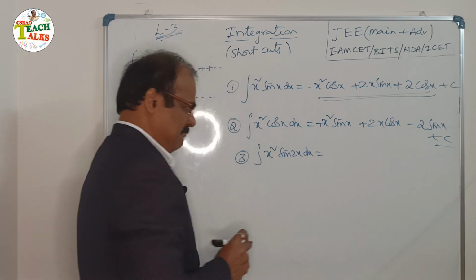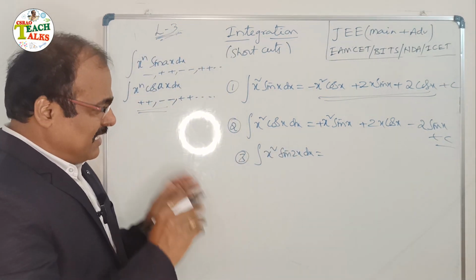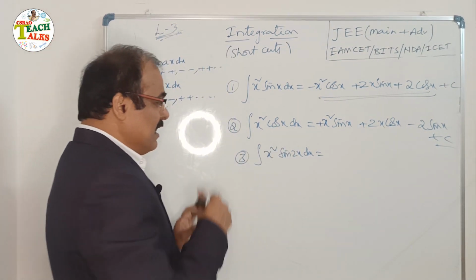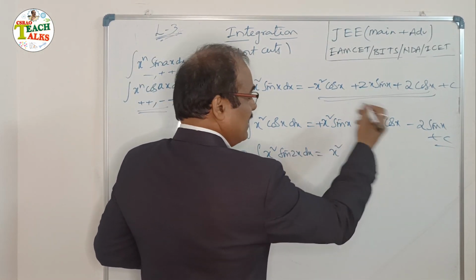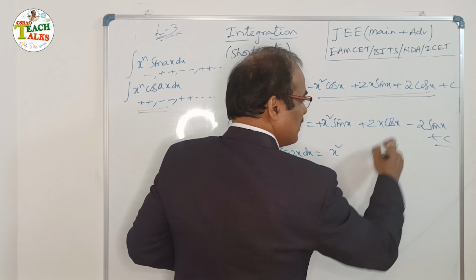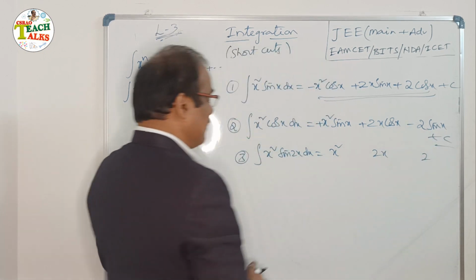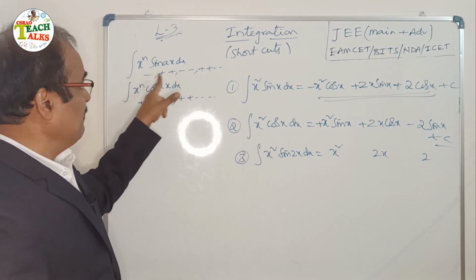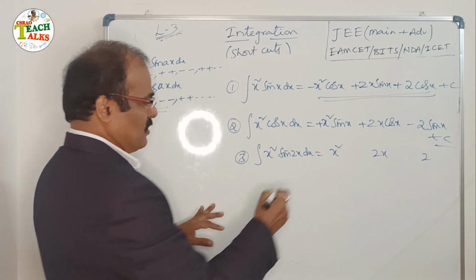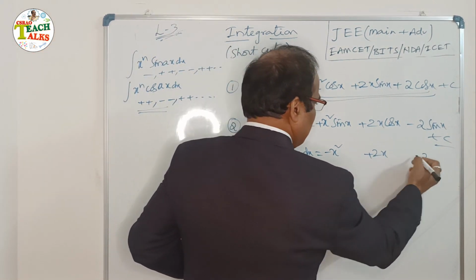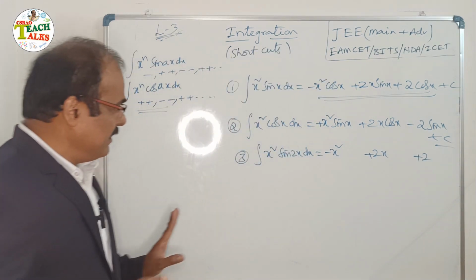How can you do this one? x square into sin 2x. The same pattern we have to follow. Very easy. x square, first you have to write the x square derivative 2x, 2x derivative 2. The same pattern. sin 2x is there in this one, the first pattern. Here minus plus, 3 terms. Minus plus. Clear?